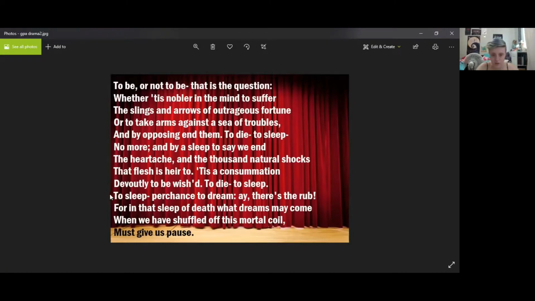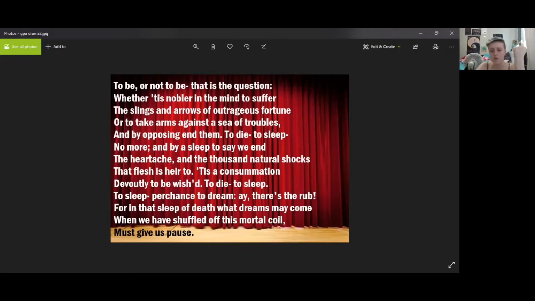Wishing for things, sleep of death, right? We're understanding there's this big comparison throughout this part of the monologue that says, is sleep like death? Is death like sleep? Is it worth it when we don't know what comes after?